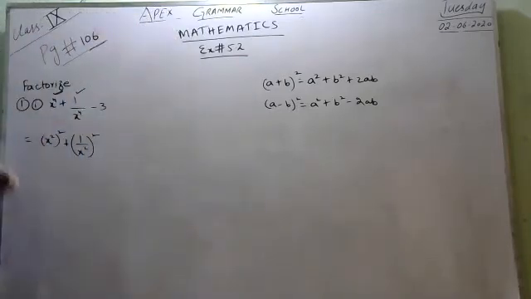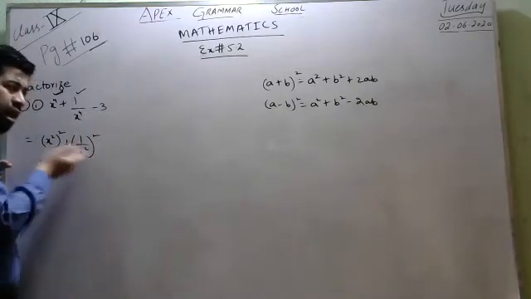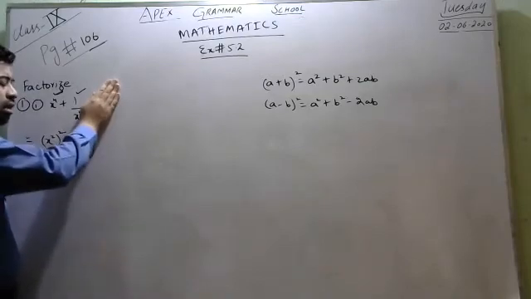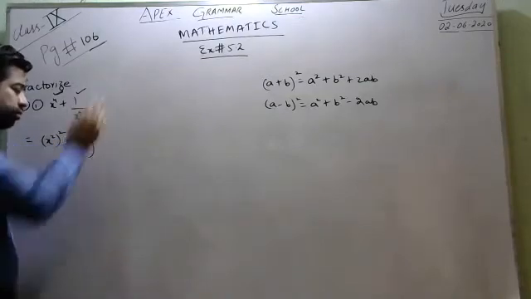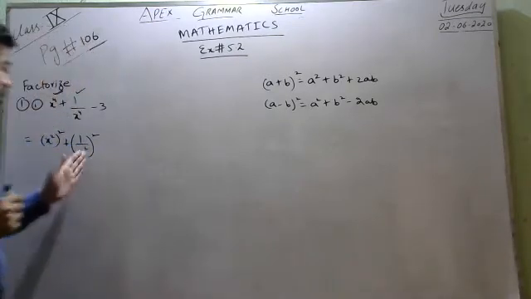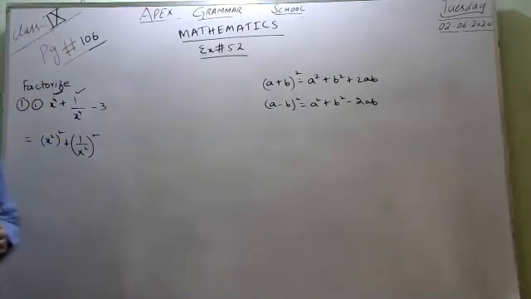So you can see that this is minus 3. This minus 3 will not make any perfect formula. So you can suppose that this minus 3 is not here. You have to now forcefully add and subtract to make a formula.